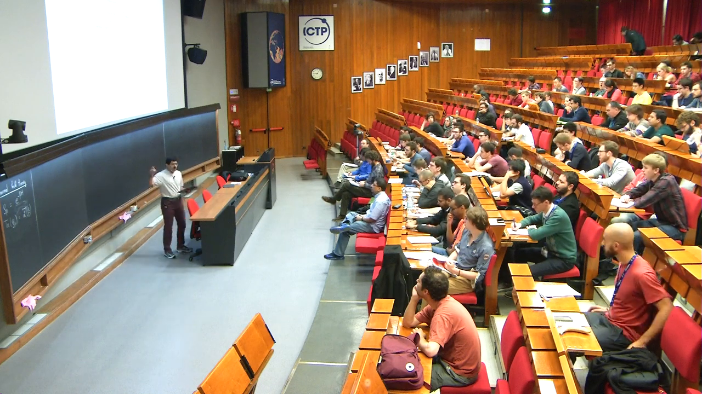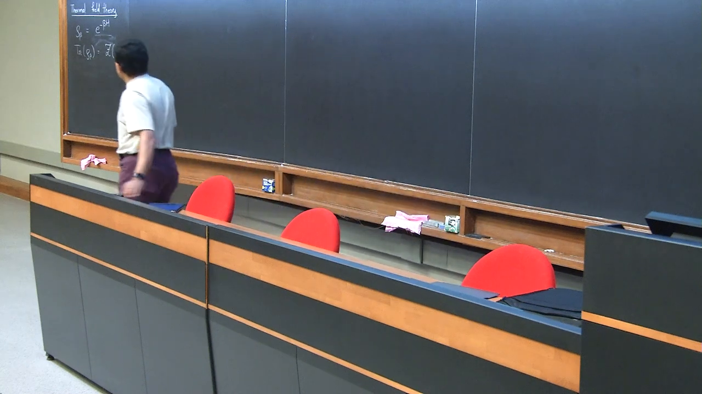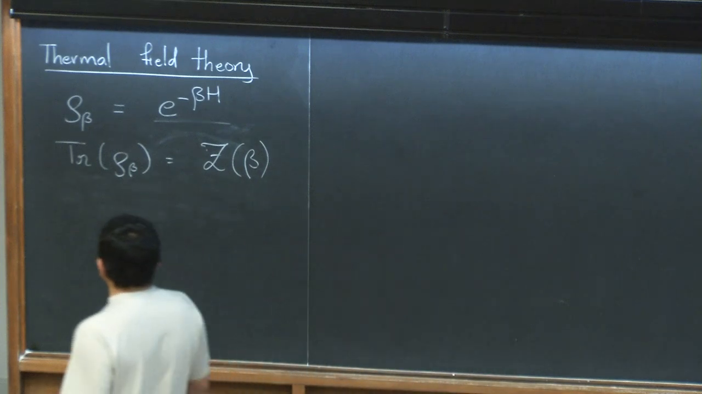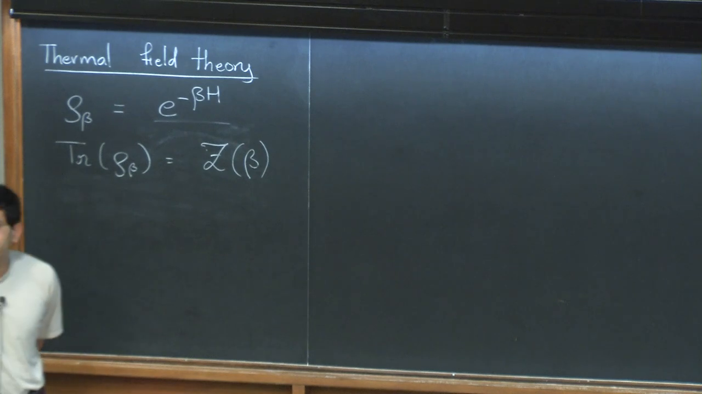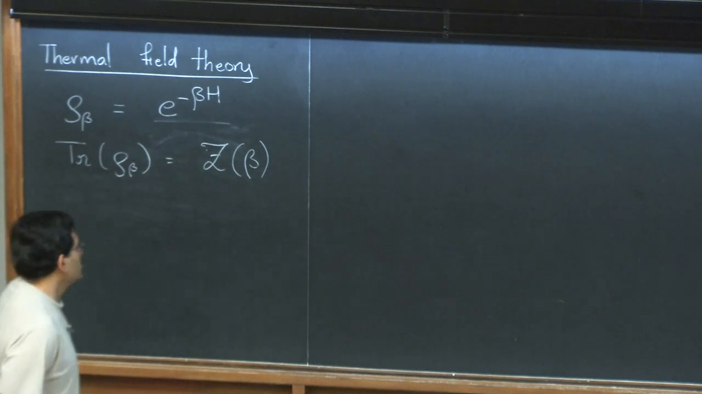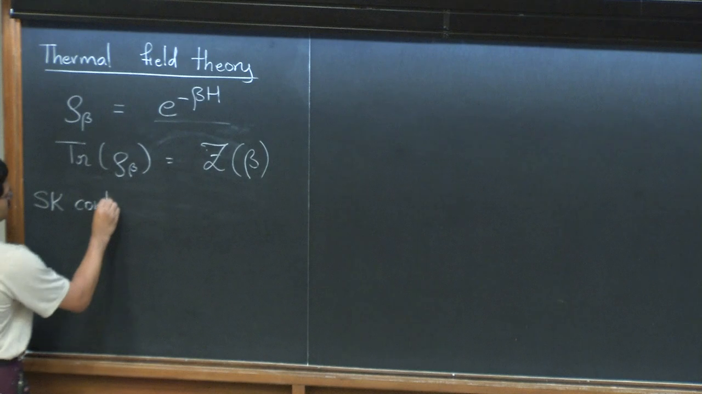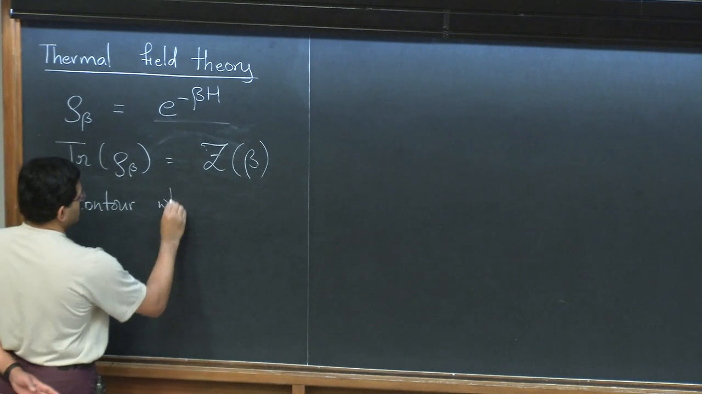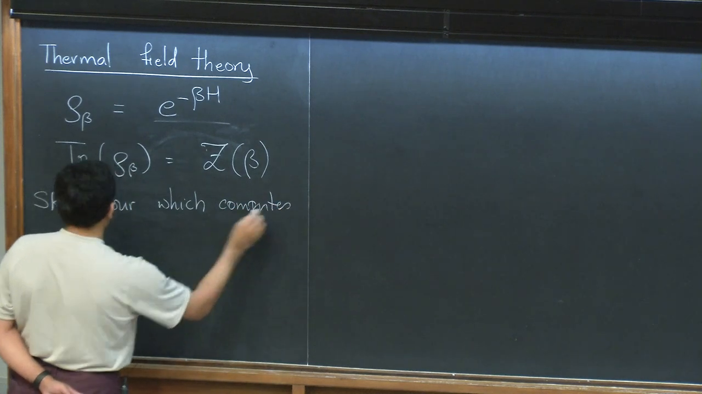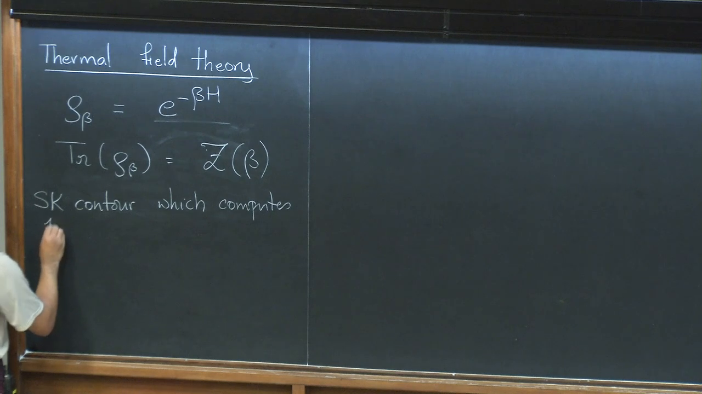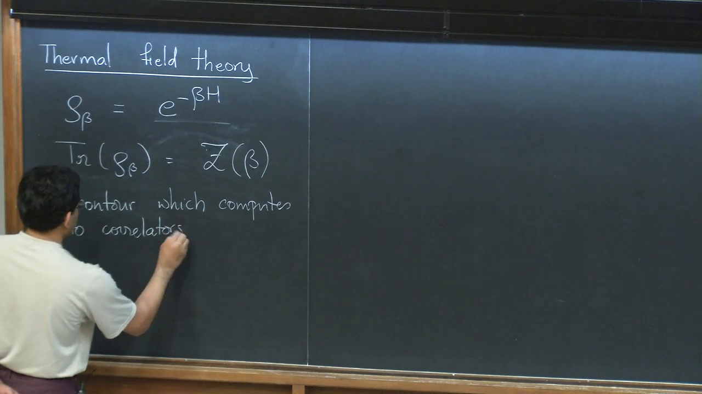But there's one interesting fact that I want to draw your attention to. Because the density matrix is given in terms of the Hamiltonian, you could just ask for the Schwinger-Keldysh contour, which computes response, okay, let me call it one OTO correlators, keeping true to our notation from yesterday.